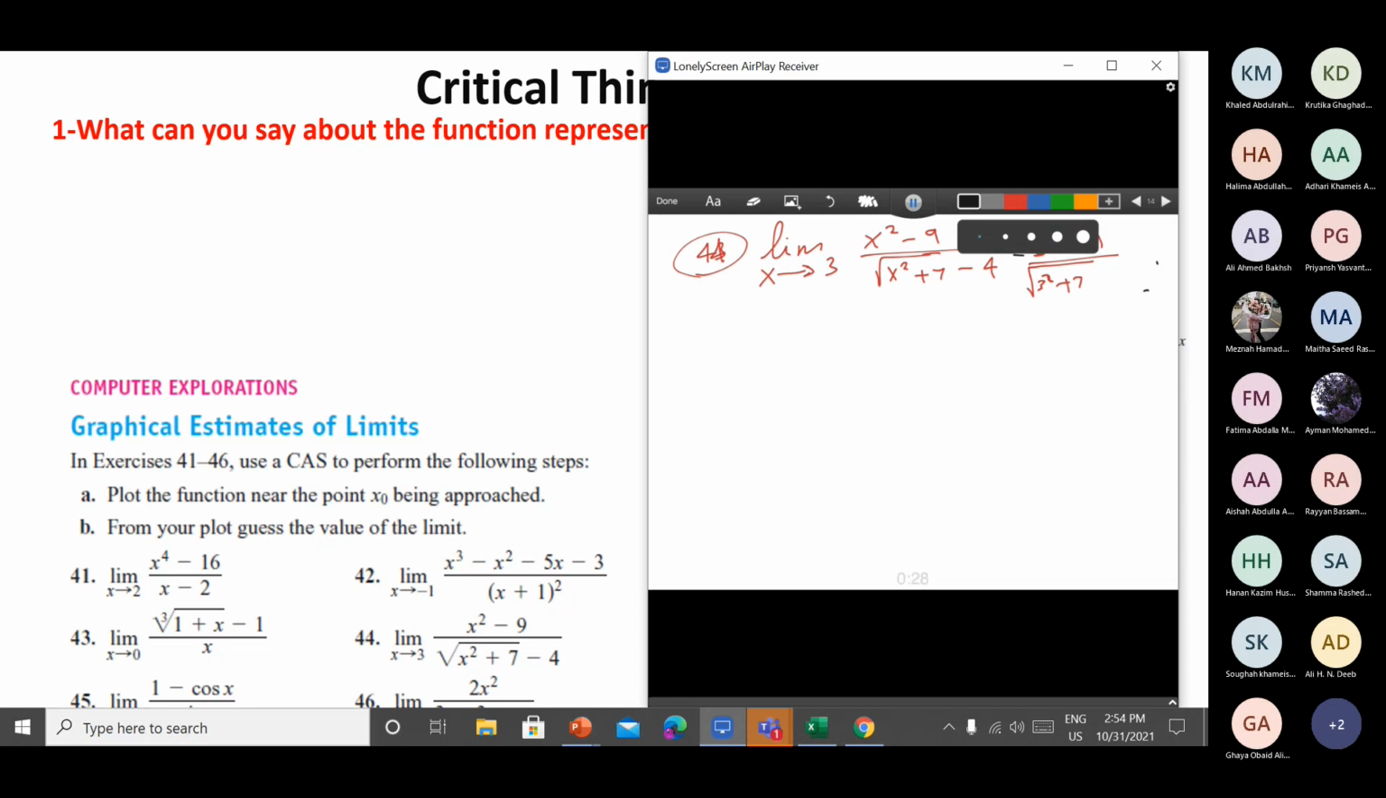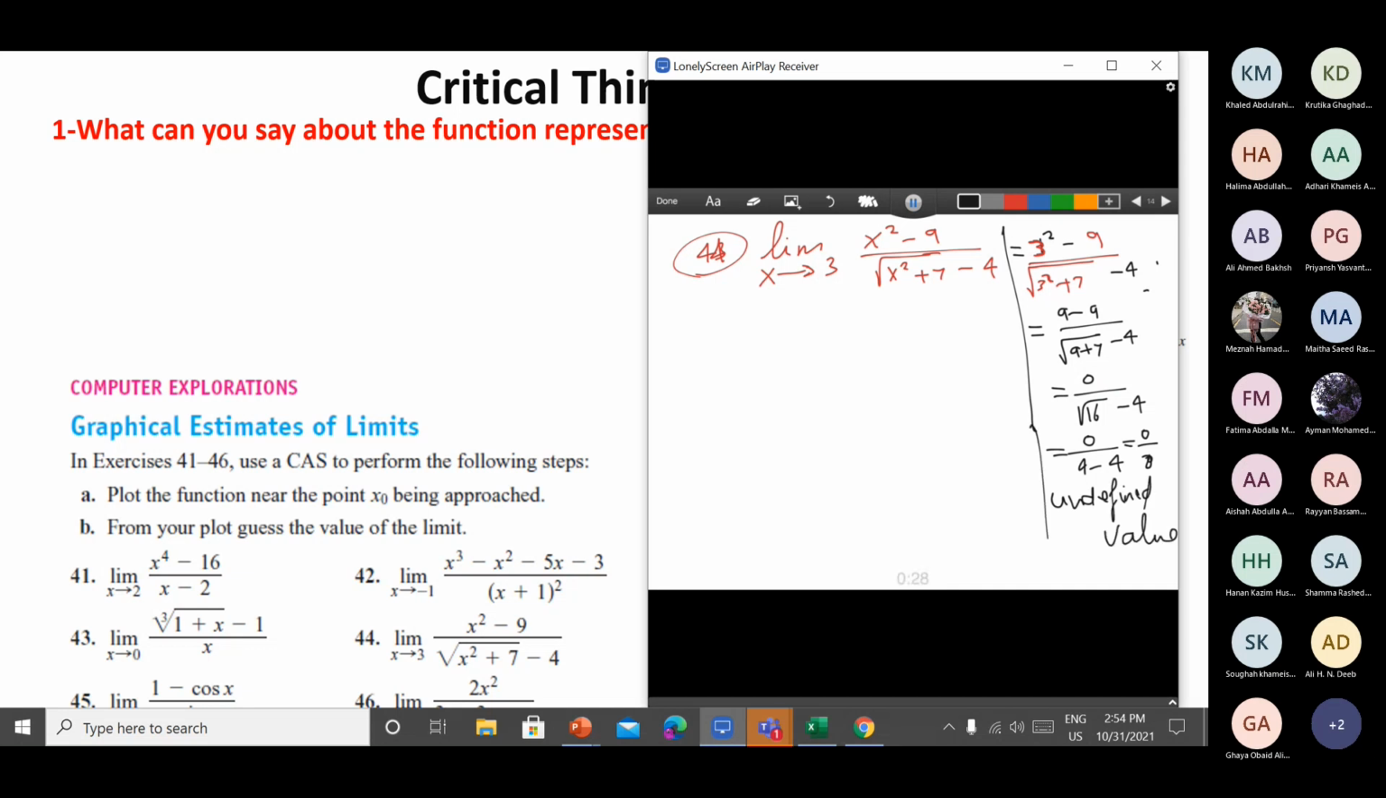Minus 4. So you end up with 9 minus 9, and here 9 plus 7 minus 4. So you end up with 0 over root square of 16 minus 4. So it will be 0 over 4 minus 4. So it will be 0 over 0. Undefined value. So what am I supposed to do?